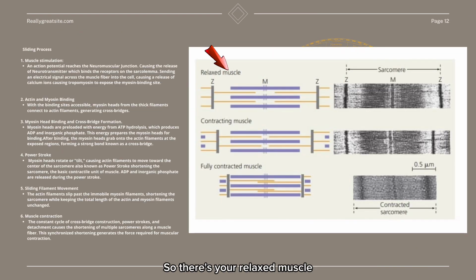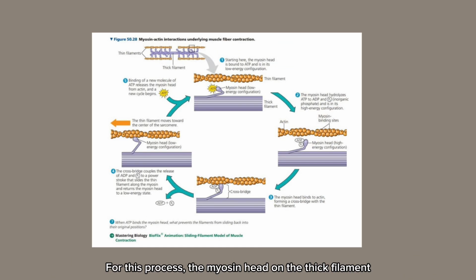So there's a relaxed muscle, and then you have a contracting muscle. The actin filaments are moving closer together, and when you have reached full contraction, your sarcomere is much smaller because it has contracted as far as it can go. For this process, the myosin head on the thick filament uses ATP to reach its full high energy state. It then binds to specific sites on the thin filament, or actin, forming a cross bridge. This pulls the actin filament toward the sarcomere center.